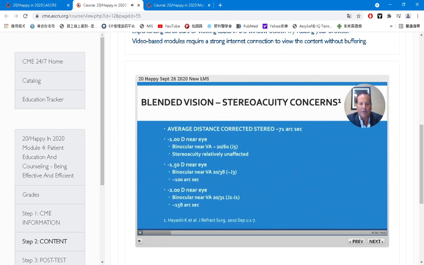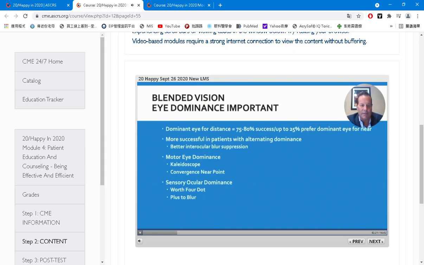So with blended vision, there are stereo acuity concerns. The average distance corrected stereo is about 71 arc seconds. If you go -1 in the near eye, you really don't affect it much, but you don't get as great near vision, maybe some good intermediate vision. If you drop it all the way to -2, you get good J1, J2, but you lose stereo acuity, so you have to find that fine balance of near vision gain and not losing too much stereo acuity.